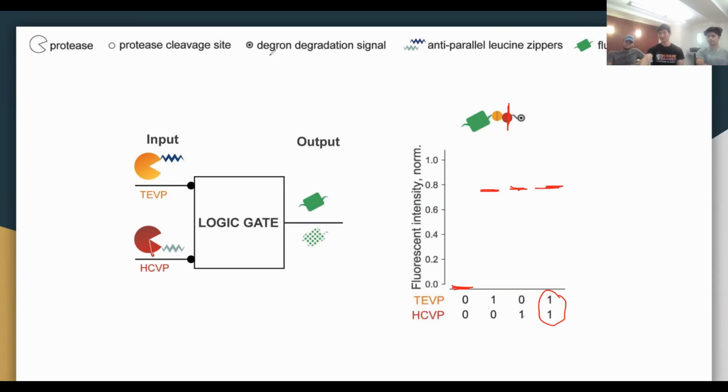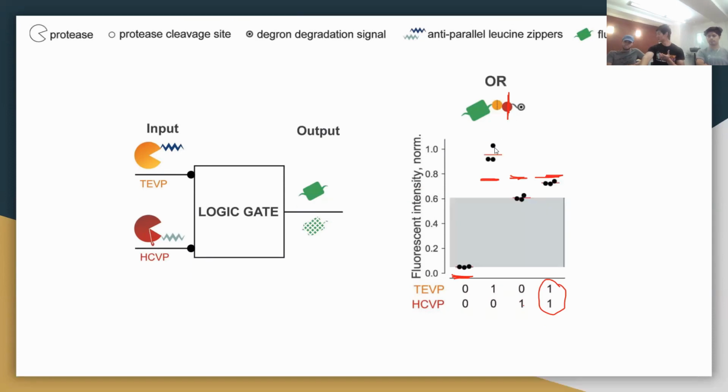Exactly. And if you think about what we've just done, you've essentially just created an OR gate with this system. The cell only turns green if one of the inputs is there. If one is there, fluorescent. If one is there, fluorescent. If both are there, it's also fluorescent. Only when neither is there do you get no fluorescence. So this is protein computing. It's using proteins as logic gates, which is really interesting.